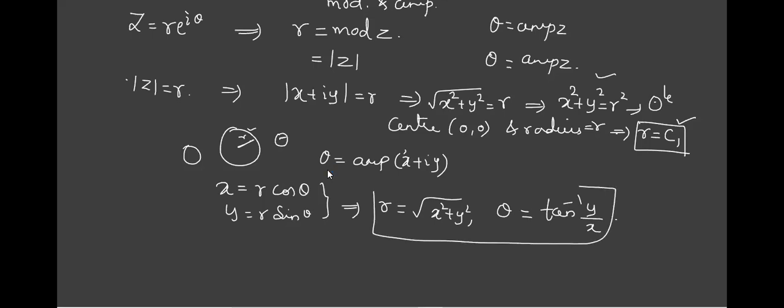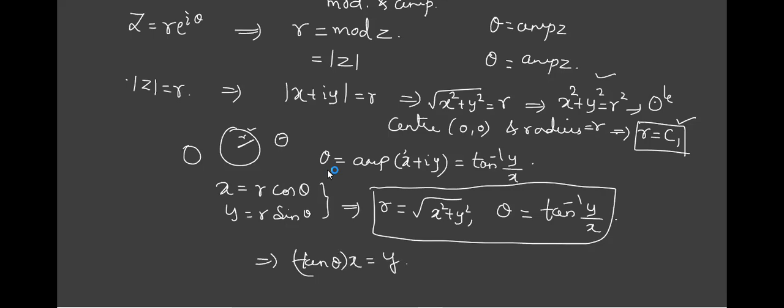This is a relation we learned in the first class itself, in complex module 1. So here theta is equal to the amplitude, and the amplitude is given by tan inverse of y by x. Otherwise, if I shift the tan, it becomes tan theta, and shifting x, it comes in the numerator, is equal to y. Tell me what this is representing: y equal to tan theta into x.